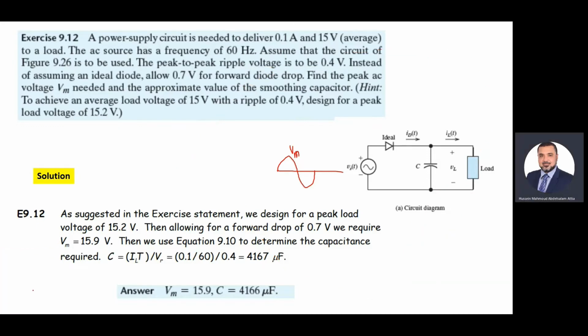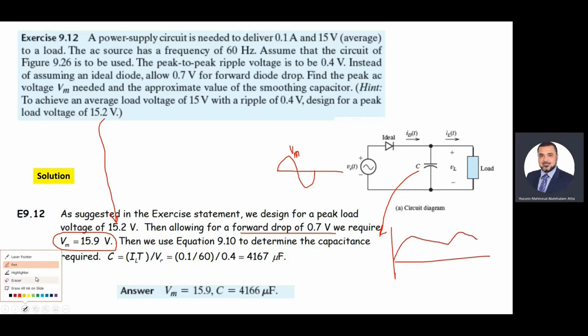I think there's something here. Let me write the equation again. So here we need to have the forward drop across the diode is 0.7. This means V maximum, we need to design a peak voltage of 15.2. So this means the voltage across the capacitor is going this way, then going down, then going this way.